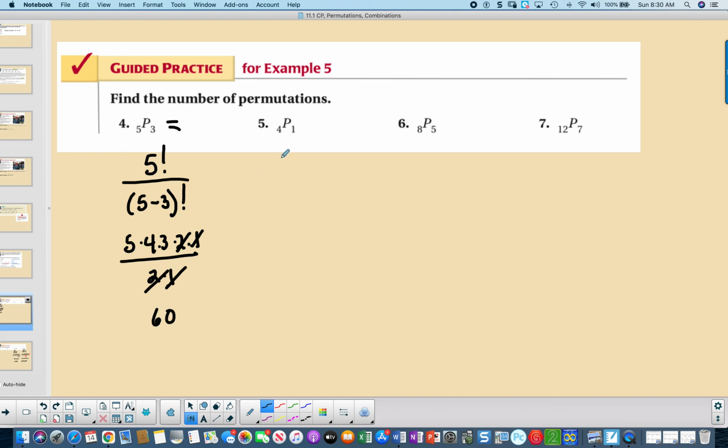On the second one, this is 4 factorial all over 4 minus 1 factorial. This is 4 times 3 times 2 times 1 all over 3 factorial, which is 3 times 2 times 1. These will reduce, and the answer is 4. Let's pause, and you try the second two, and I will reveal the answer.